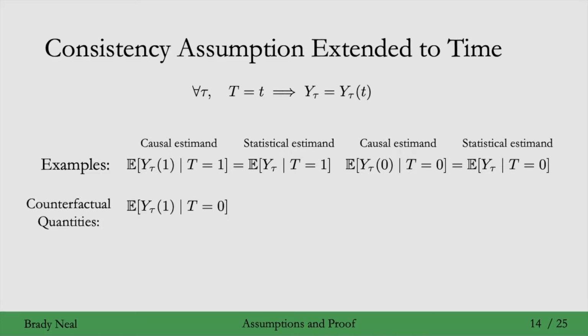This is in contrast to counterfactual quantities, where if we were interested in the outcome under treatment at time tau, but we're in the control group, this is something that we can't identify with consistency. We need more assumptions for identifying this, because this is a counterfactual quantity. We don't directly observe this. And same for this other one here. If we were interested in the potential outcome under no treatment, but we're not in the control group, we're in the treatment group, then that's a counterfactual quantity. Consistency doesn't tell us anything about that. Okay, so that was just extending the consistency assumption.